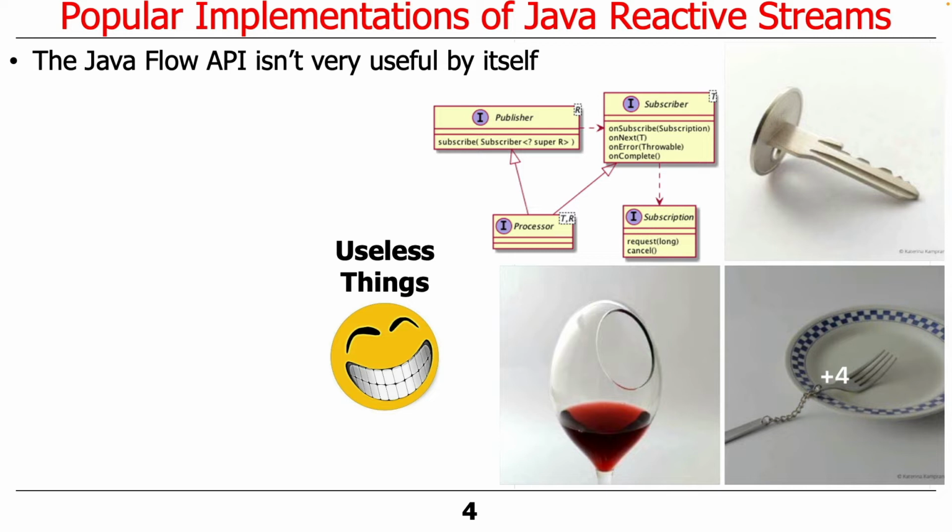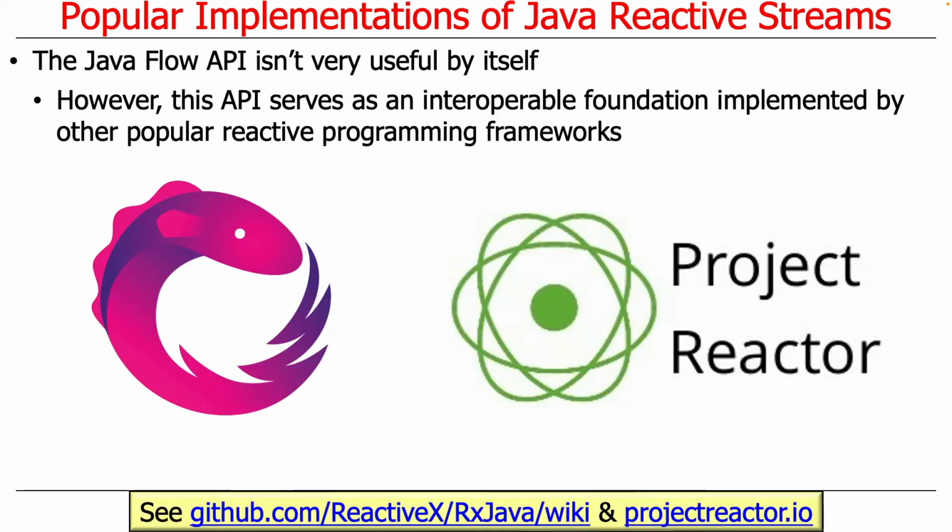The Java Flow API by itself isn't very useful. This is a somewhat whimsical example of useless things. So this would be a very useless wine glass where you drank from it and it would drip down your shirt. This would be an example of a rather useless fork that was on some kind of chain, or a key that had a flat head. All useless things. And I would argue that the Java Flow API by itself isn't very useful, because there's so many things you'd have to do to make it worthwhile that you probably wouldn't apply that particular formalism.